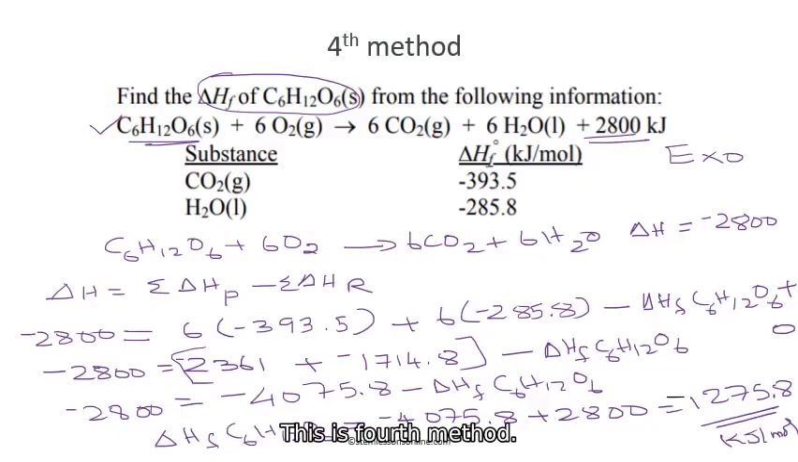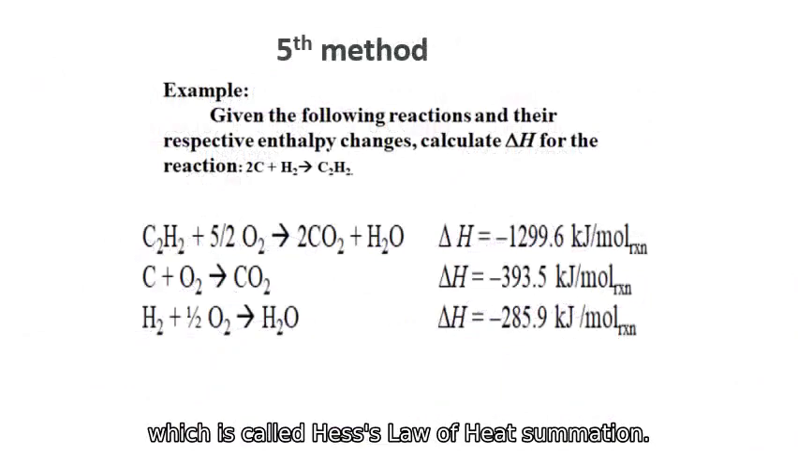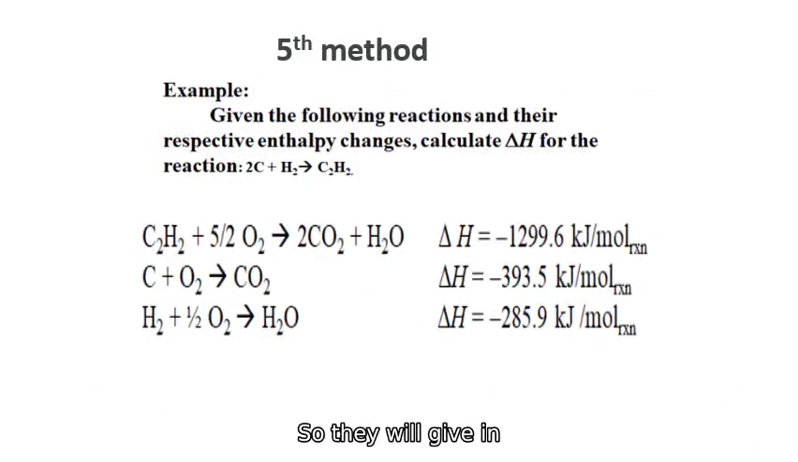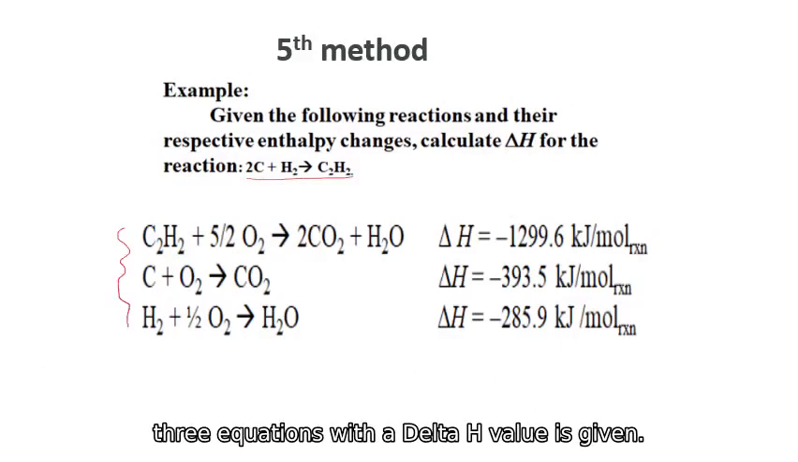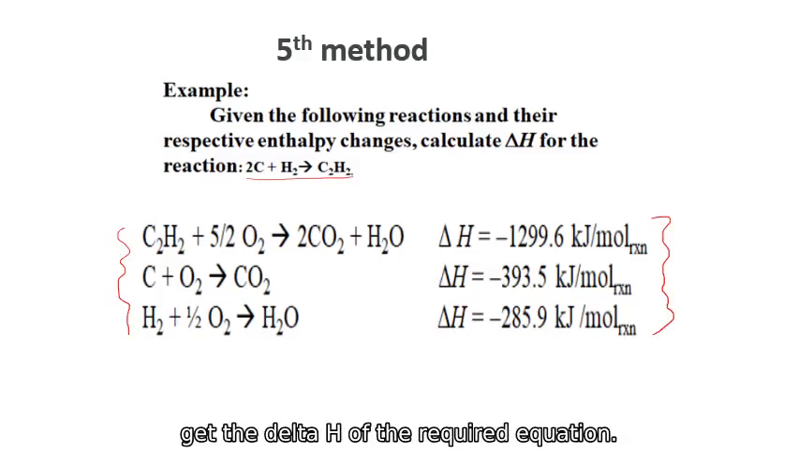So this is our fourth method. And now the last method, the fifth method, which is called Hess's law of heat summation. So they will give in the question the required equation, and you will have 2 or 3 equations with the delta H values given. So we have to add them together in order to get the delta H of the required equation.